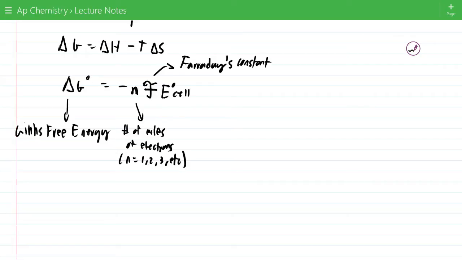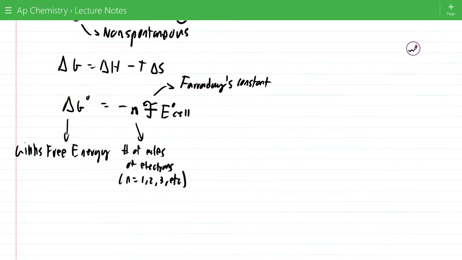Ouch. Okay. Faraday's constant. Here's what this number is. 96,000. Somebody read their book. All right. Okay. So coulombs per moles of electrons.